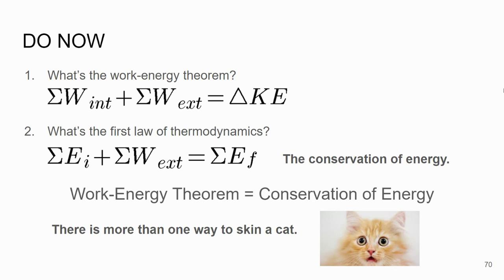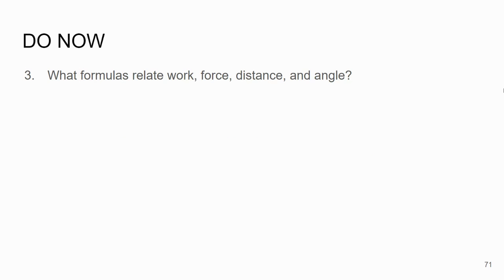And again, the work energy theorem and the conservation of energy are mathematically equivalent. They're just kind of different starting points. I always prefer the first law of thermodynamics, conservation of energy idea. But again, there is more than one way to skin a cat. You don't always have to do things the same way. There are different ways that will work. So sometimes you might end up using the work energy theorem when you could have used the conservation of energy. It's fine.